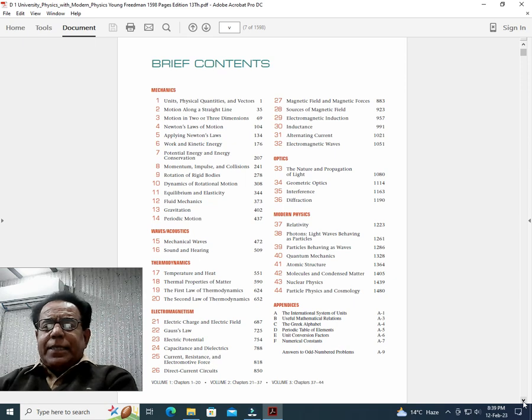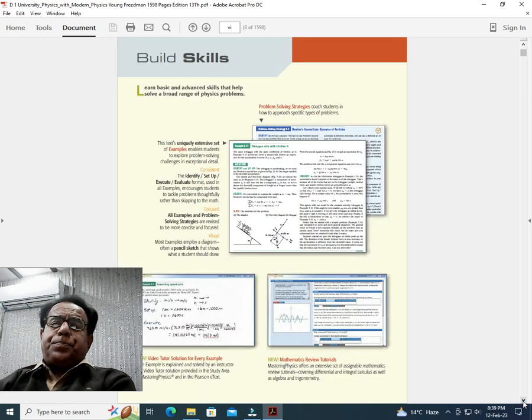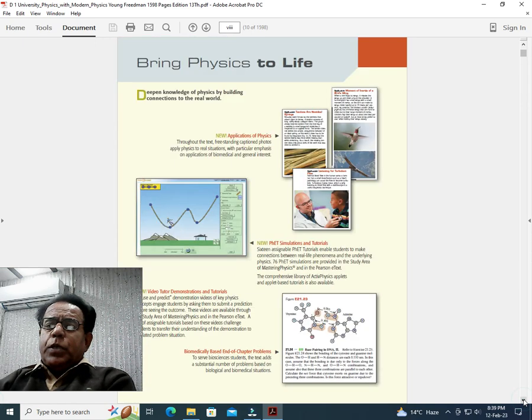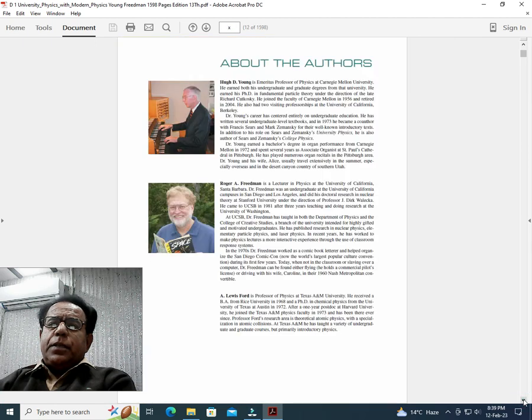It contains a total of 44 chapters. The last chapter is particle physics and cosmology, which begins from page number 1480, and after this chapter the appendices begin. These are the authors of this book.